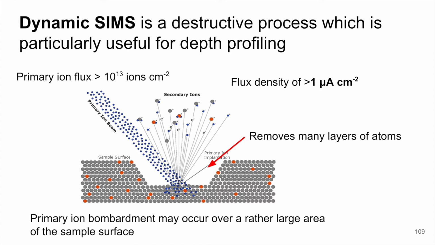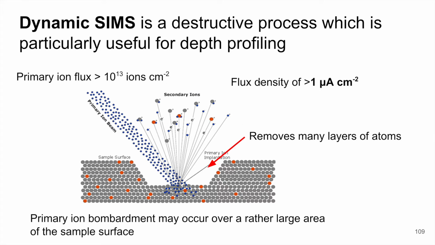All right, so there's a couple different modes of SIMS. The first is dynamic. And so this is what we would term a destructive process. And it's useful because we are sort of destroying the surface, but in doing that, we're able to depth profile. And so the way we classify dynamic SIMS is by the ion flux and therefore the flux density. So the primary ions, those ions coming in, have a flux of greater than 10 to the 13 ions per centimeter squared.